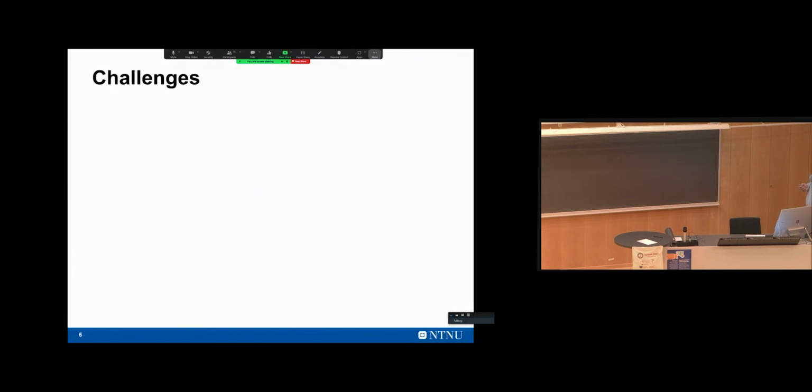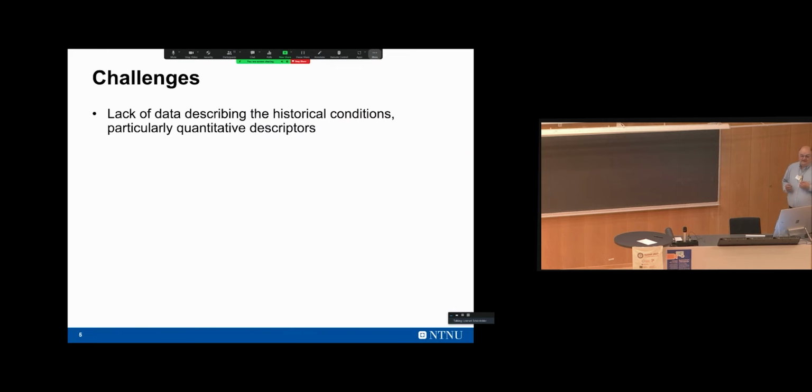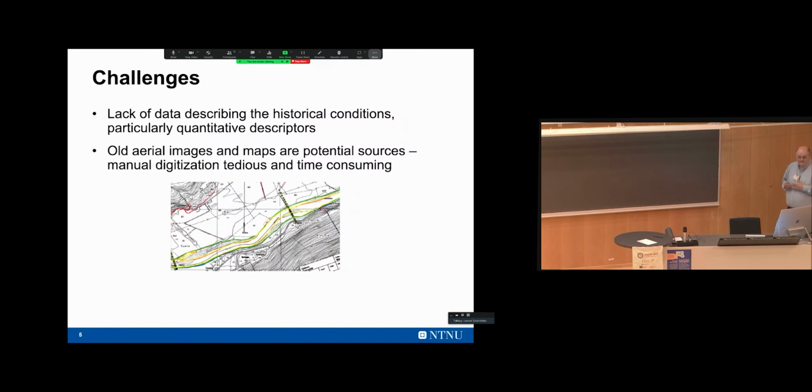And the challenge is, of course, that we lack good data on historical conditions, particularly quantitative descriptions. We have old aerial images, and we have old aerial maps. Manual digitization is a very time-consuming and at times very tedious thing to do. I've tried, so I know how it works.